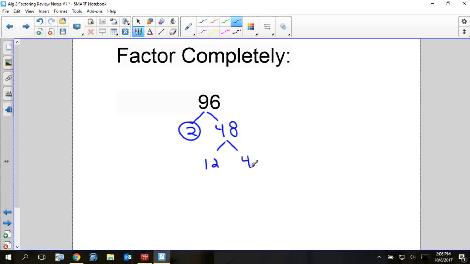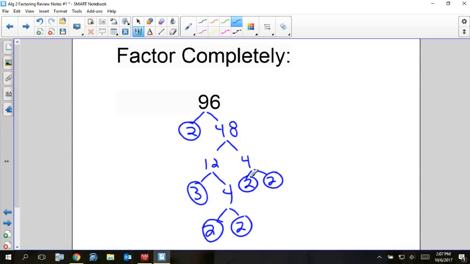Now, is 12 a prime number that I can circle and be done, or does 12 have more factors? Okay, so what makes up 12? 3 and 4? So is 3 a prime number? Okay, so I'm going to circle 3. Is 4 a prime number, or does 4 have factors? 2 and 2? Yeah. And I know 2 is a prime number already. I circled that one earlier. And then here's another 4. So 2 and 2.